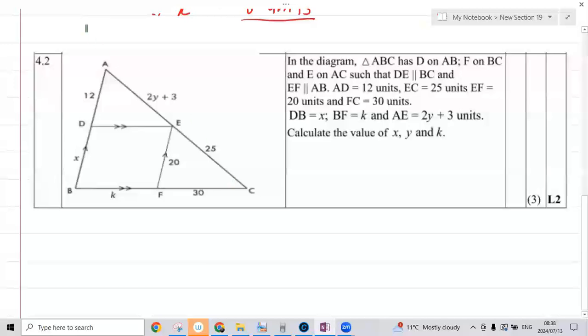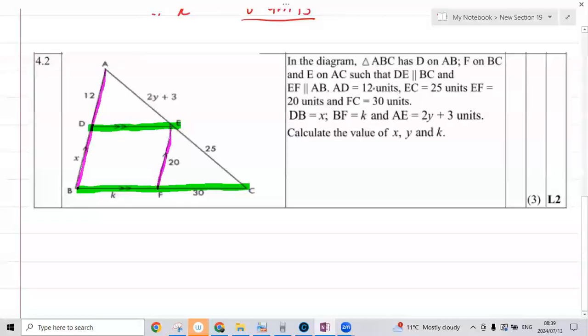And here they are telling us in the diagram. Let's go and read. In the diagram, triangle ABC has D on AB, F on BC, and E on AC, such that DE is parallel to BC. So they're giving us the pair of parallel lines. That's important. We must be given the parallel lines in order to use the proportionality theorem. Then they are telling us that EF is parallel to AB. So they're also giving us this pair of parallel lines.